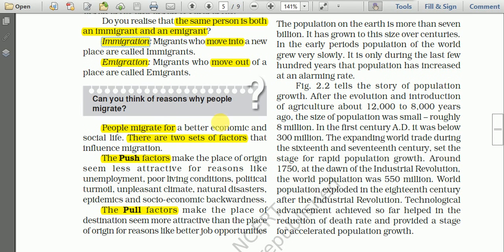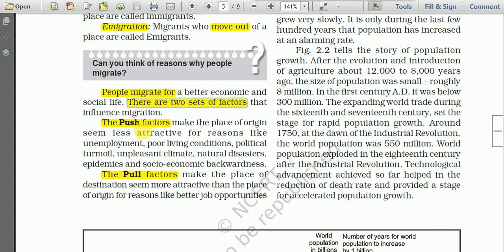And people migrate. Why do people migrate? There is one signpost question here. Can you think of a reason why people migrate? So people migrate for better economic and social life. We migrate for better economic and social life. And there are two sets of factors that influence migration, those are push factors and pull factors.